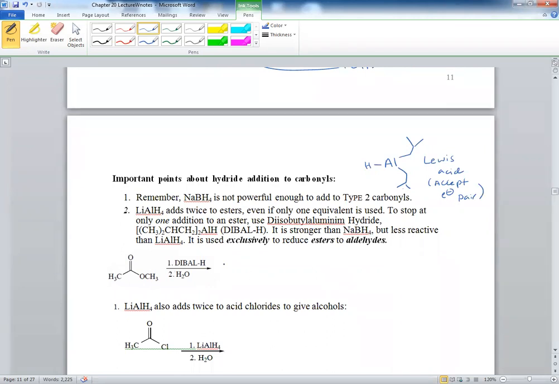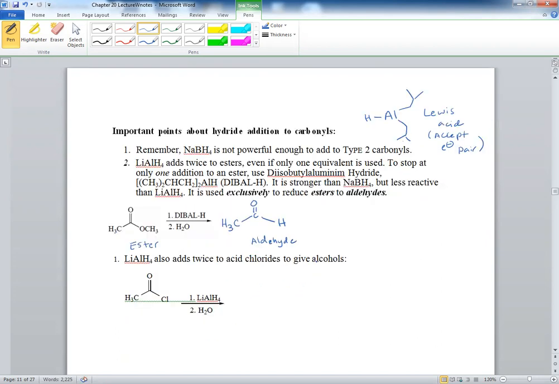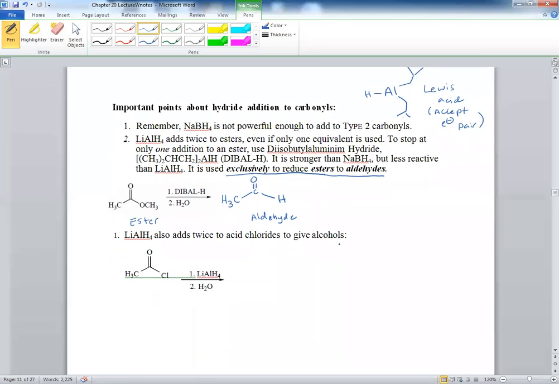This can take you, and I'm not going to go over the mechanism, this can take you directly to an aldehyde. So you went from an ester to an aldehyde. It's not a very efficient reaction, but it does the job. So remember, you need to remember this exclusively reduces esters to aldehydes. You have to remember this statement because we're going to need this for synthesis problems, of course.